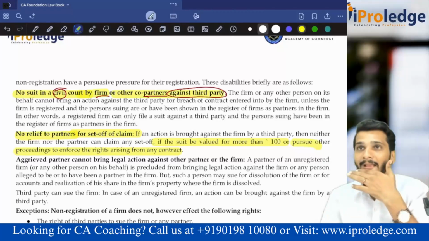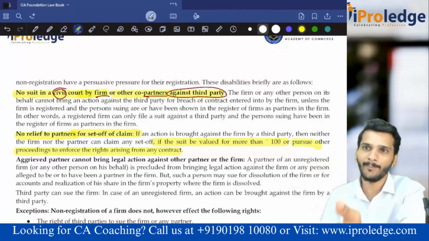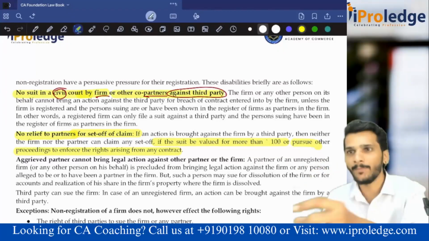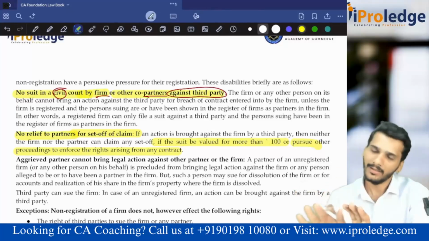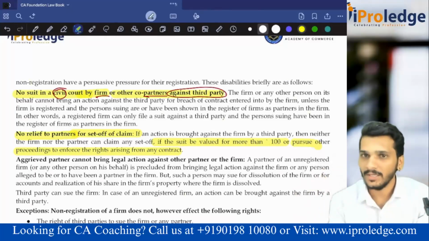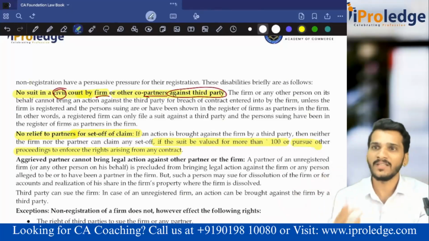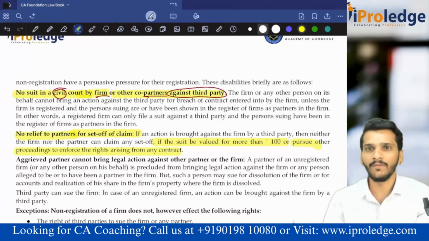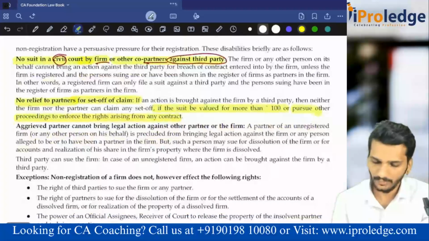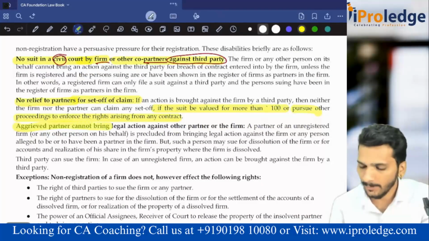Second thing is you borrowed some money from even a bank also, and you are having some deposit in the bank. Can you set off that? Yes, only to the extent of 100 rupees if it is not registered. If it is registered, you have an option to set off any number of value. Then aggrieved partner also cannot bring a legal action against other partner or the firm.